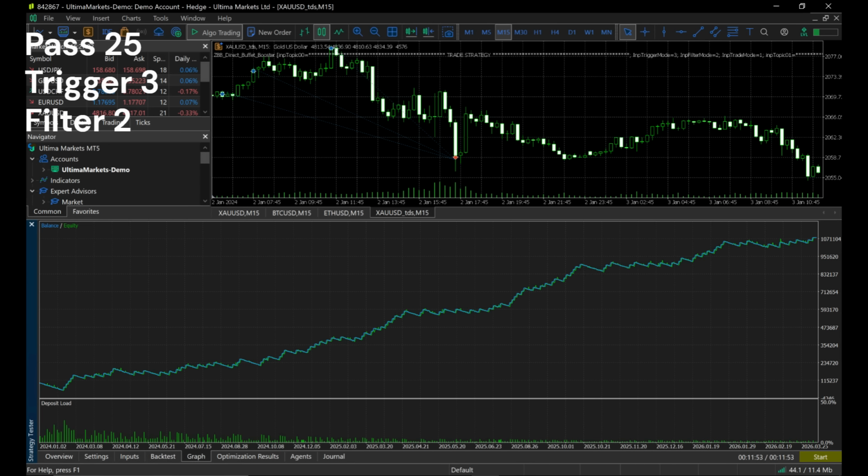Now let's take a closer look at the equity curve of this strategy. From the backtest results, we can see a relatively smooth and consistent upward trajectory. The equity curve gradually increases over time without any extreme spikes. This usually indicates that the profit is distributed across many trades rather than relying on a few lucky wins.